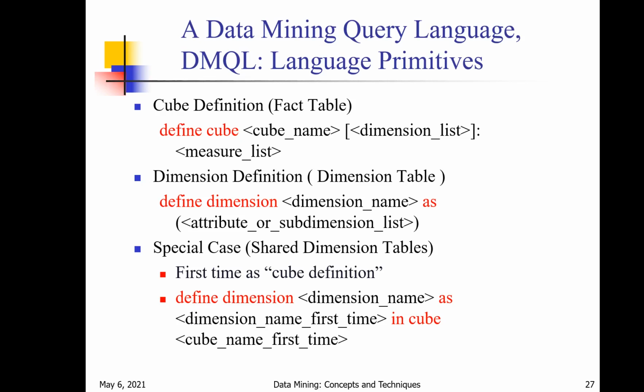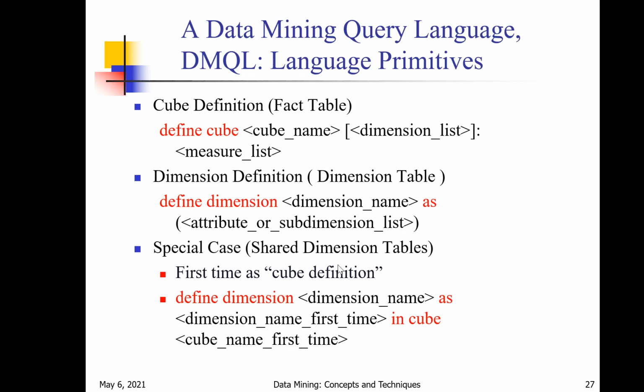So the cube definition is: define cube, cube name, then dimension list, colon, measures list. Next, each and every dimension we will describe here. Those dimension definitions we are writing here. The dimension definition of a dimension table is: define dimension, dimension name as attributes or subdimensions list.